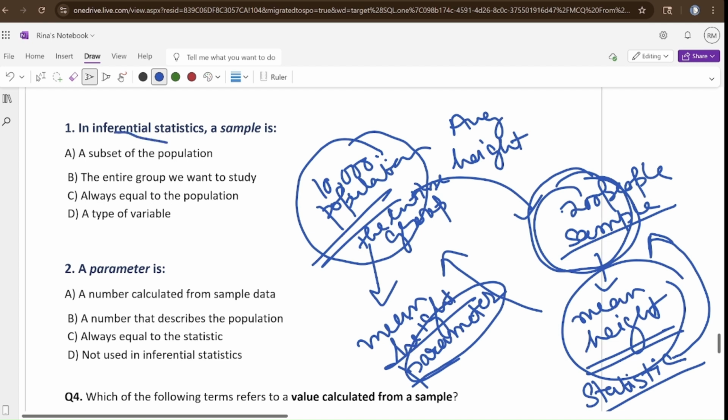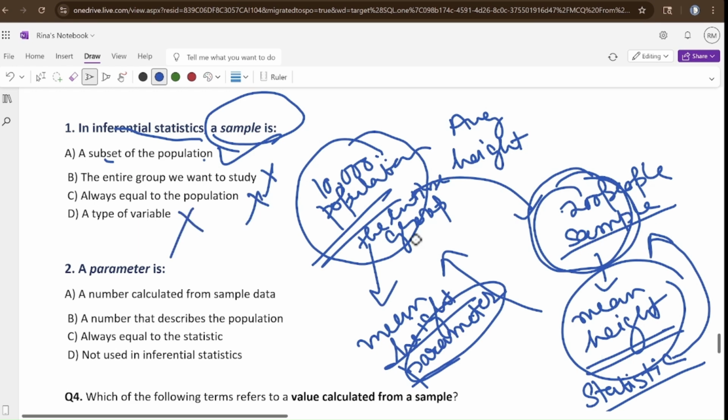In inferential statistics, what is a sample? Sample is a subset of the population. Yes, the entire group we want to study, that is population. Always equal to the population? No, it is not equal. A type of variable? No, it is not a type of variable.